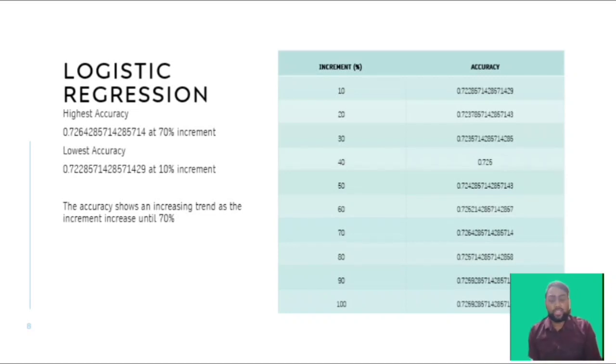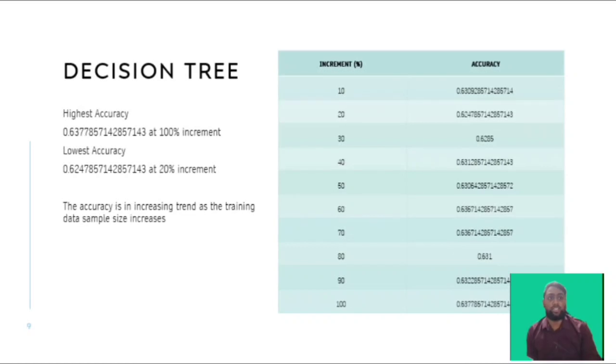As you can see, there was an increasing trend from 10 to 70%, but it slightly drops at 80 and is relatively consistent between 80 to 100. So it seems the accuracy increased until 70%, and beyond that, the model's accuracy doesn't have a significant improvement. The next one would be the decision tree.